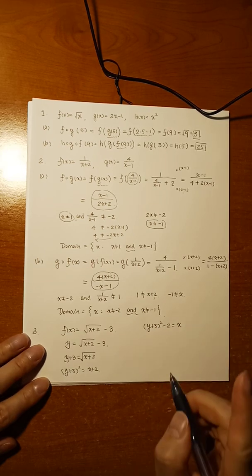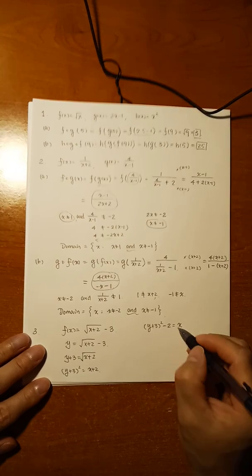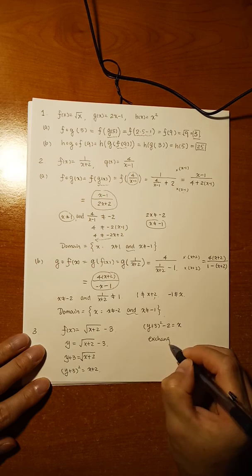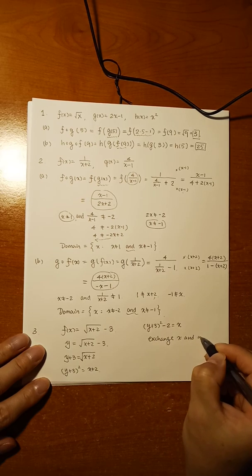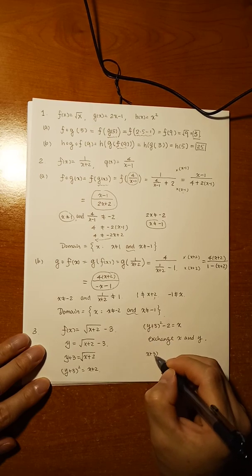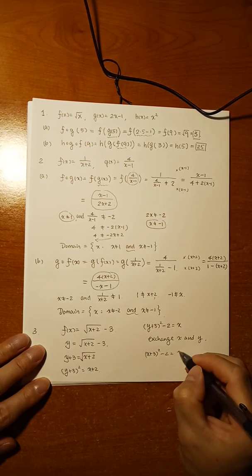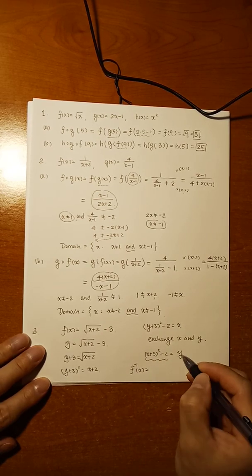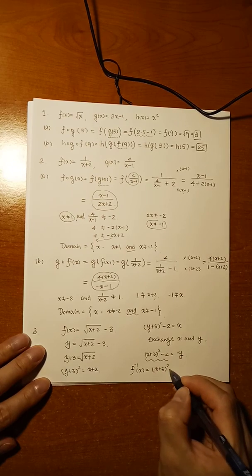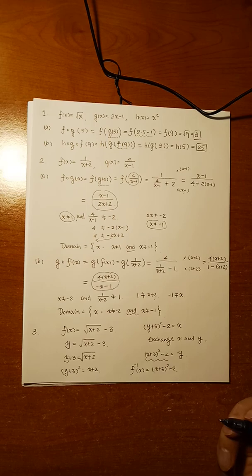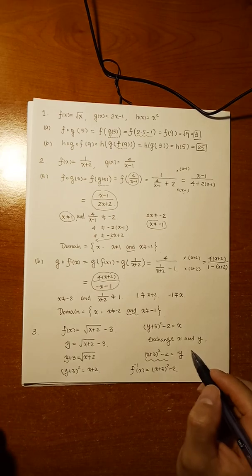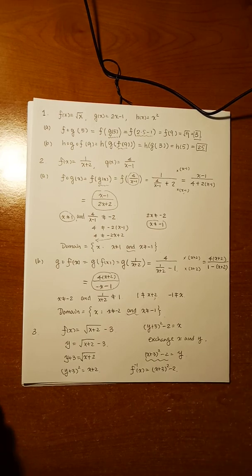Okay, so far we solved x in terms of y. And then we're going to exchange x and y. We exchange x and y. This becomes x plus 3 squared minus 2 is equal to y. So the inverse function is equal to this whole thing, this y. So x plus 3 squared minus 2. Right? So that is the inverse of the original function. You must do the exchange step. Okay?